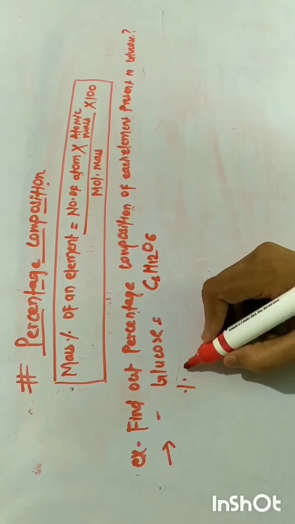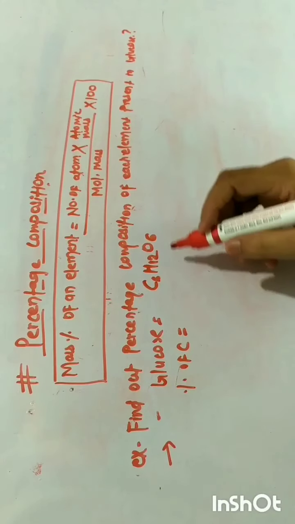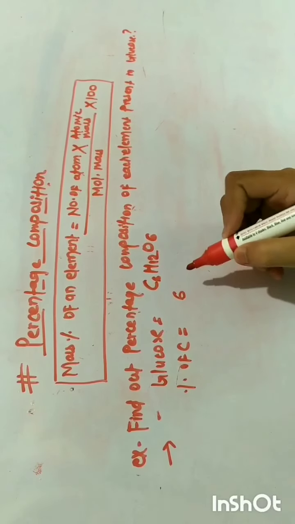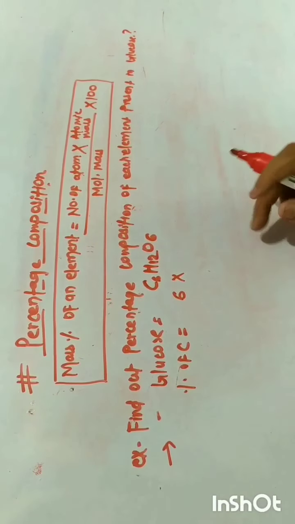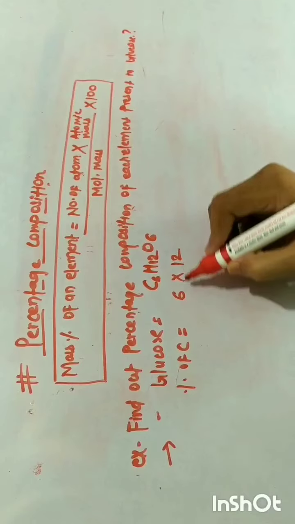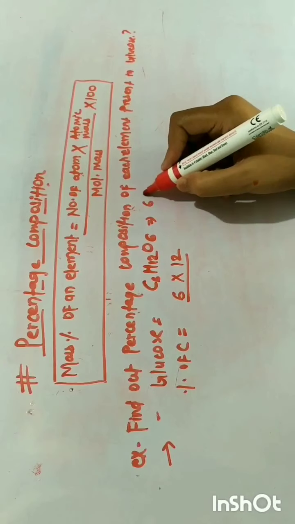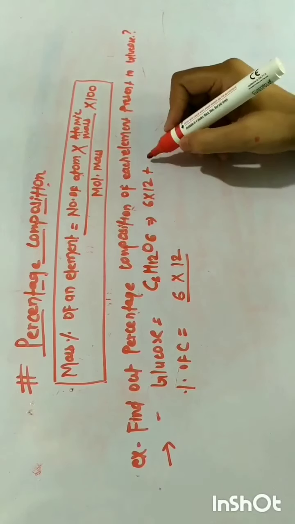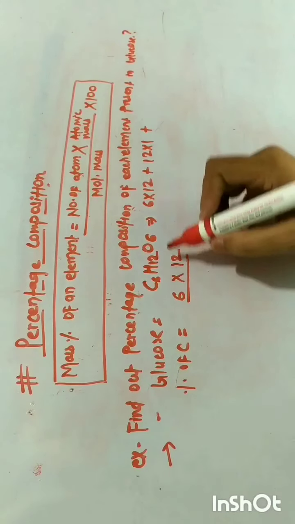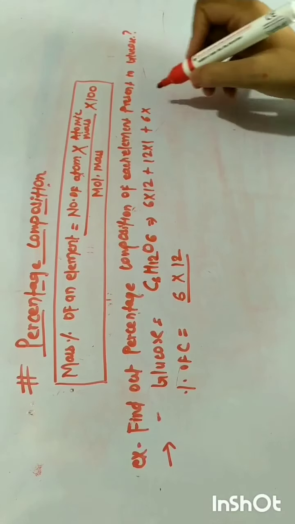So the percentage composition of carbon is equal to the number of atoms of carbon, which is 6 in the formula of glucose, times the atomic mass of carbon, which is 12, divided by the molecular mass. The molecular mass of whole glucose is 6 into 12, plus 12 hydrogen, so 12 into 1, since the mass of hydrogen is 1. For oxygen, since there are 6 oxygen and the mass of each oxygen is 16.